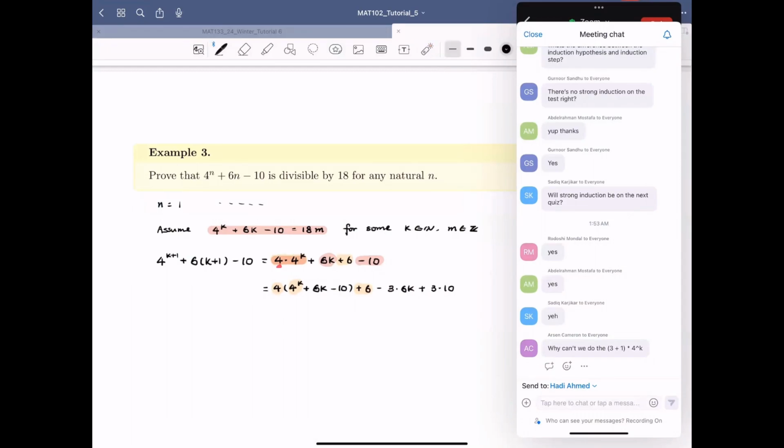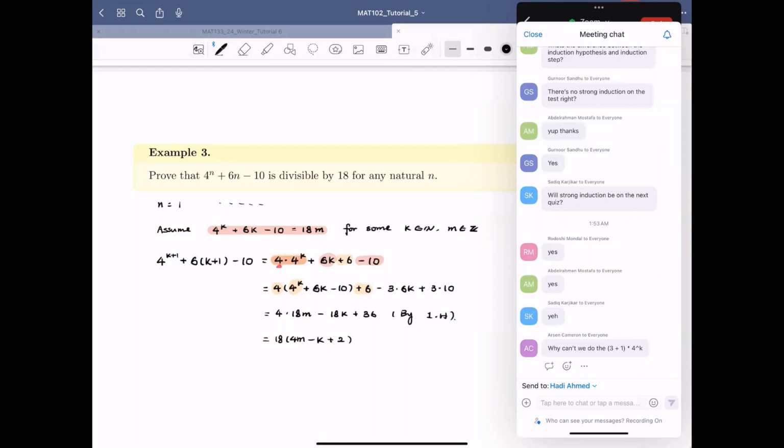Once I do that, you'll see this question is much easier because I have 4 times 18m. This is by IH. And then now you can merge things together. So you have minus 18k and then plus 36. And now you can see I can factor out 18, which is 18 times (4m minus k plus 2). Right? And this is clearly divisible by 18. Oh, by the way, this you should say by IH.